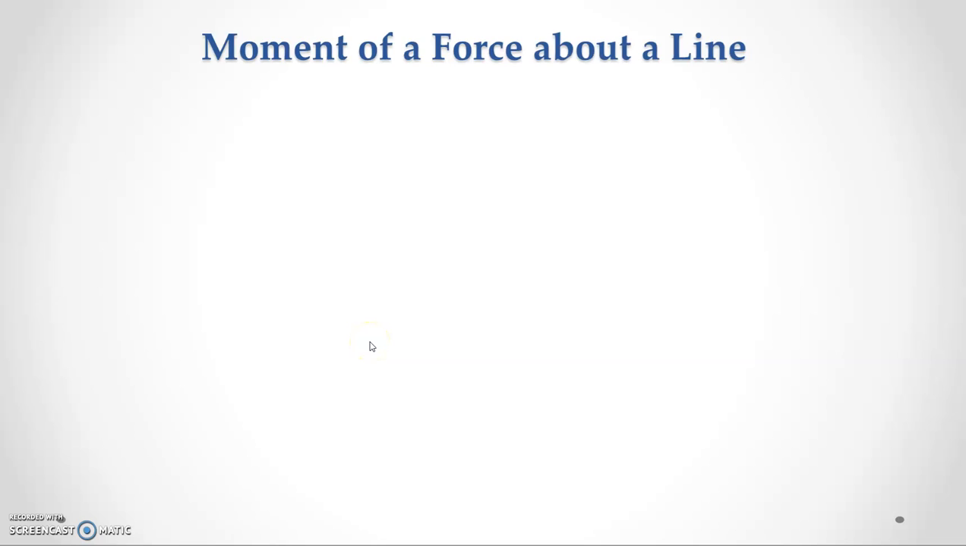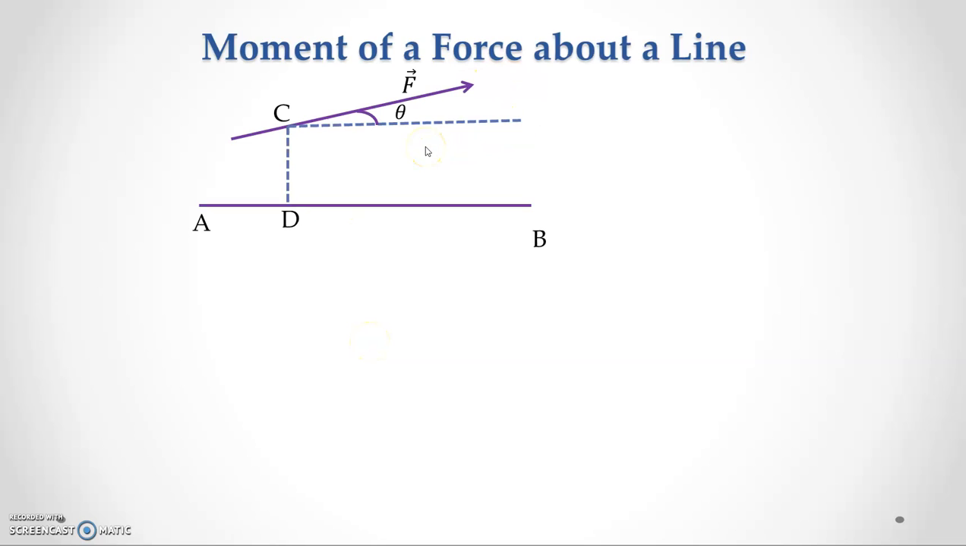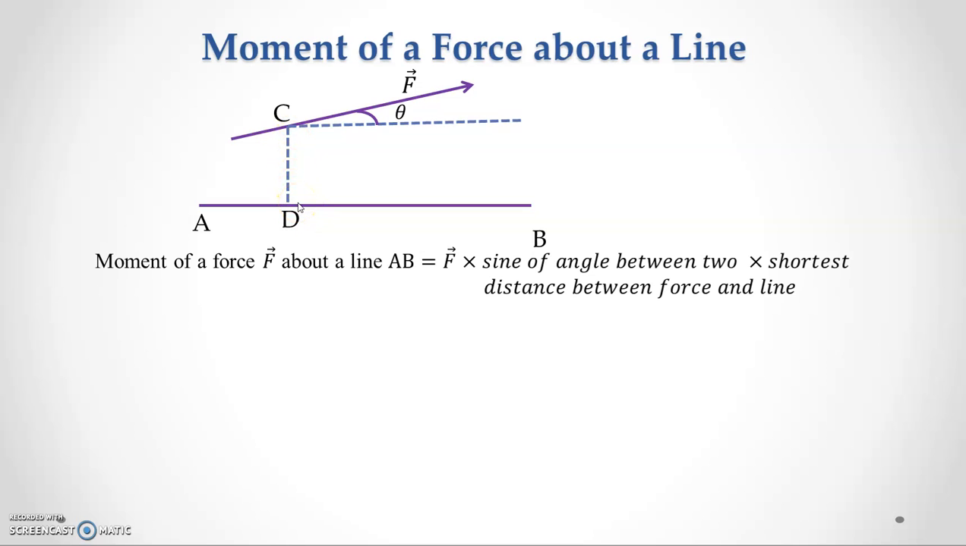Next, moment of a force about a line. Let us consider a force F and a given line AB about which we are going to find the moment of F. Theta is the angle between force and line, and the shortest distance between force and line is CD here. So the formula is force multiplied by sine of the angle between the two and multiplied by the shortest distance between force and line. Or we can say F sine theta multiplied by CD.